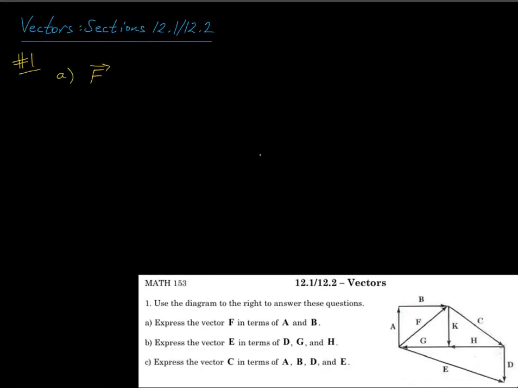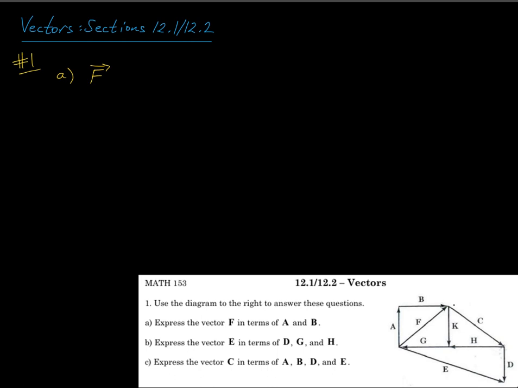Okay, for the first question on the worksheet, it says use the diagram to the right to answer these questions. And part A says express the vector f in terms of a and b. Okay, so here's our vector f, and then a and b are right here and here. And if I follow a then b, f is the vector that runs from the tail of where I started, the tail of a, to the tip of where I end, the tip of b.